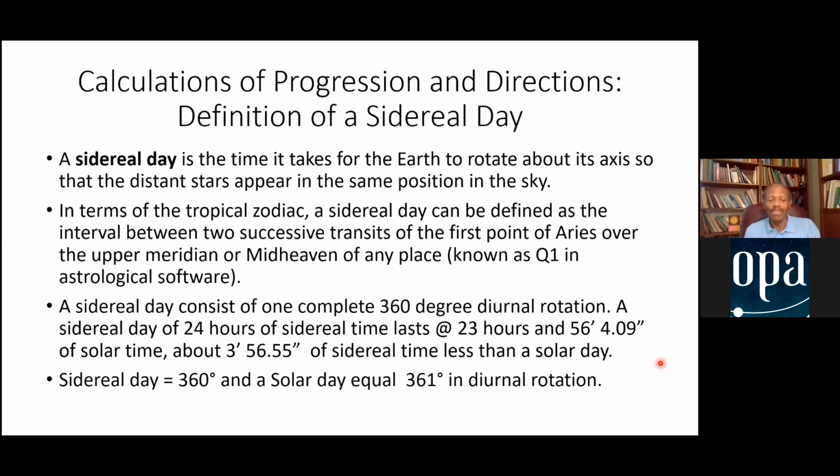So the bottom line is that a sidereal day equals 360 degrees, and a solar day has a diurnal rotation of 361 degrees, and that a sidereal day is slightly shorter than a solar day. And these become very important factors when we look at the difference between using a sidereal day and a solar day to calculate secondary progressions.